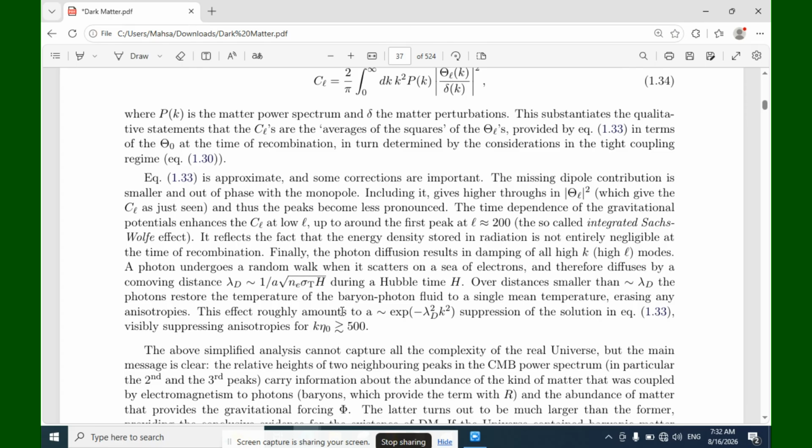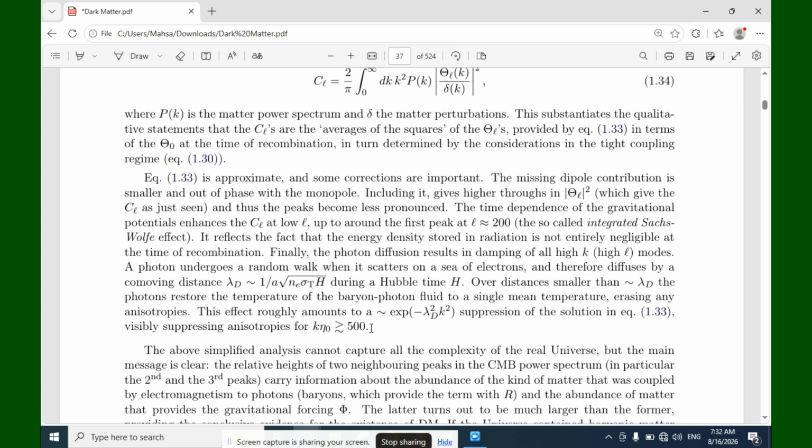A photon undergoes a random walk when it scatters on a sea of electrons, and therefore diffuses by a comoving distance λ_D ≈ 1/√(n_e σ_T H) during the Hubble time H, or distances smaller than λ_D. The photons restore the temperature of the baryon-photon fluid to a single mean temperature, erasing any anisotropies.